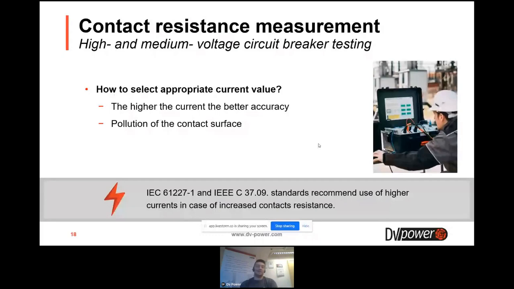There is one recommendation from the standards that if the measured resistance is suspicious, in terms that it is close to limits or out of limits, the test should be repeated with a higher current. This sentence, or similar to this, you will find in the international standards describing contact resistance measurement. There is also the effect of pollution on the contact surface, which is also one reason to use higher current.